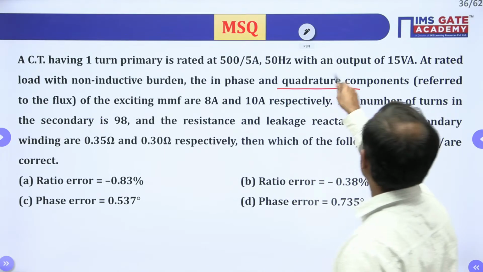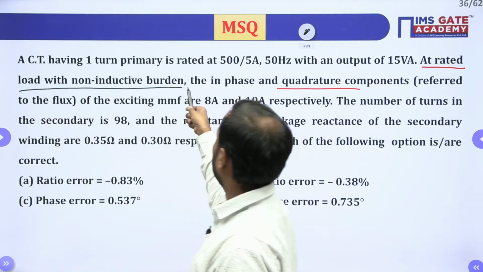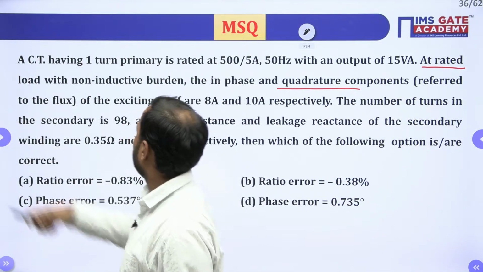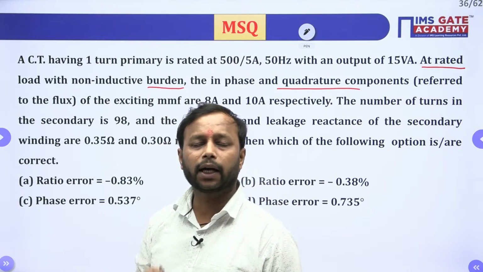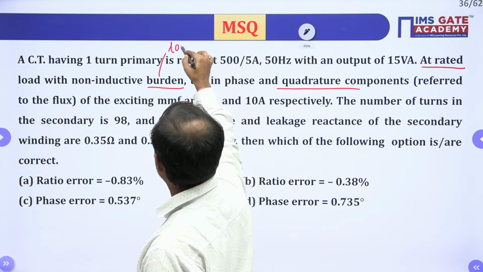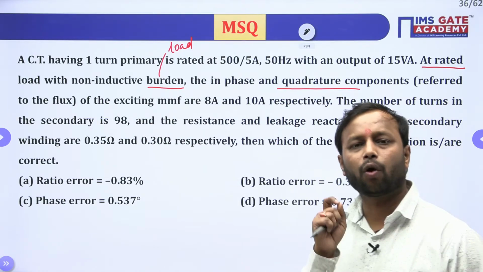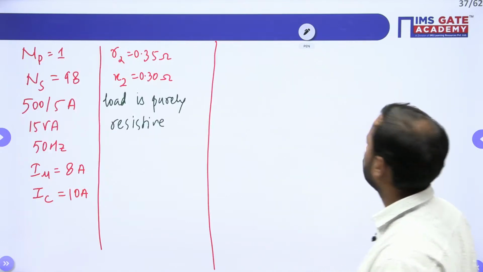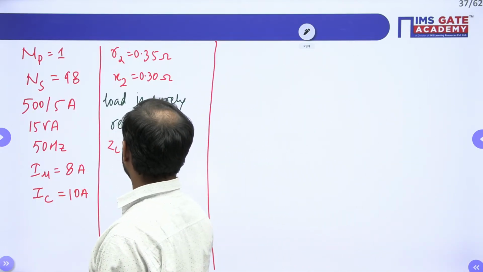At rated load with non-inductive burden. So what do you mean by burden? Burden in a current transformer is used for load. Non-inductive means it has only resistance value. So the load is purely resistive, meaning ZL is RL.